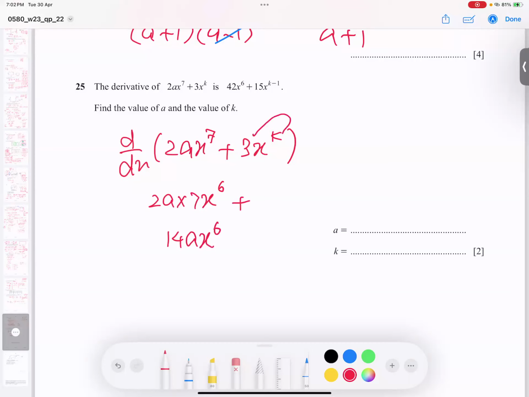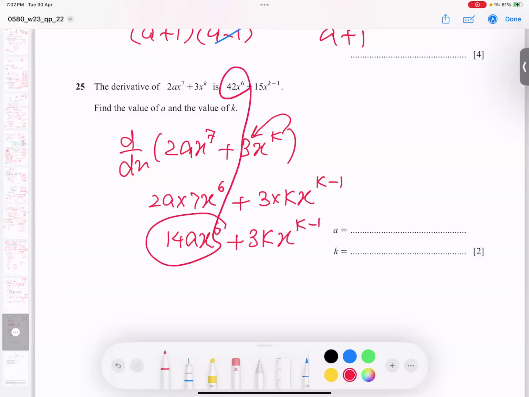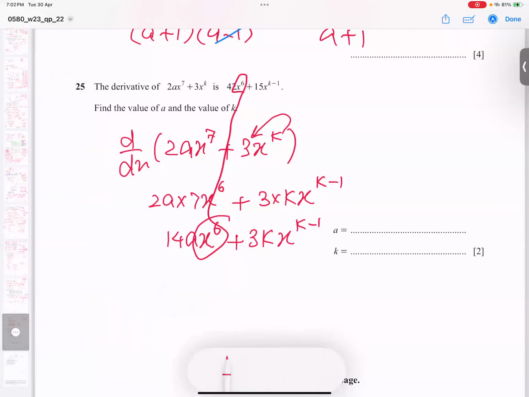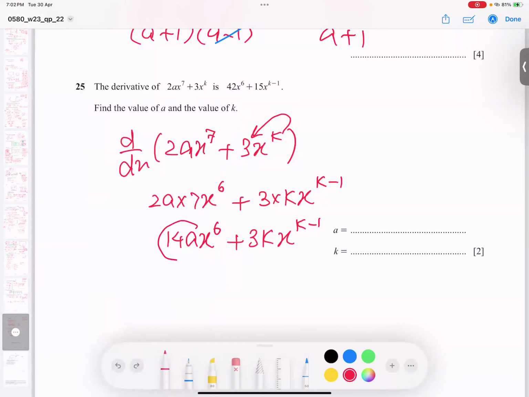Same story here. k multiplies with 3, so 3 times 2k, and the power goes 1 less. So k becomes k minus 1. So I got 3k and x to the power k minus 1. If I compare with the top equation, look at here, this compares with that. So x to the power 6 is matching, and the coefficient, what is the coefficient? The number written before. 14a is actually equal to this one.